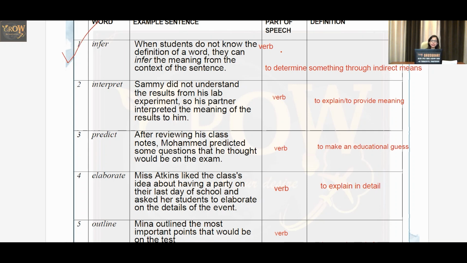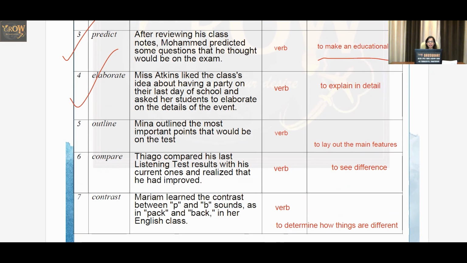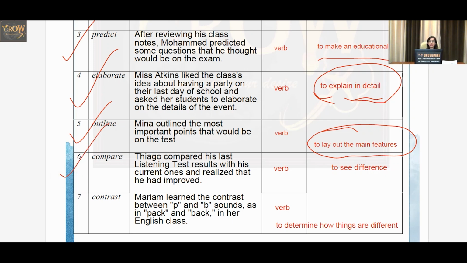So first is infer. That means to determine something through indirect means. Second is interpret. Interpret means to explain or to provide meaning. Then we have the third word, predict. That means to make an educational guess. Fourth is elaborate. That means to explain something in detail. Fifth is outline. That means to lay out the main features. Sixth is compare. That means to see the difference.